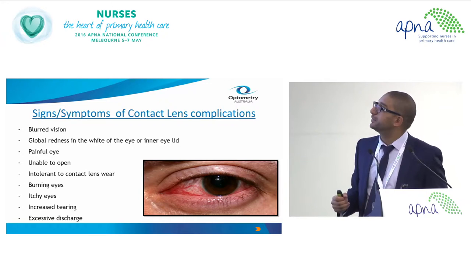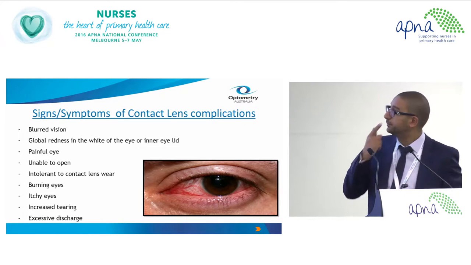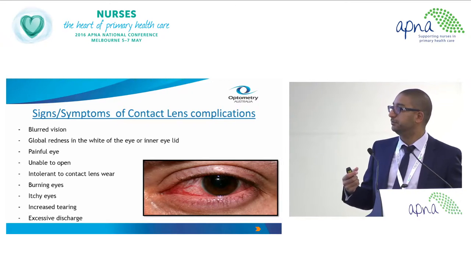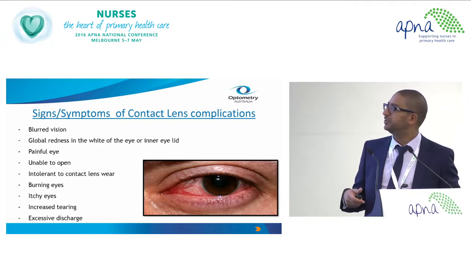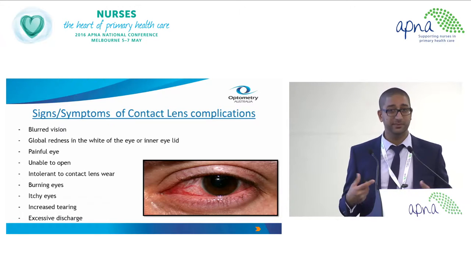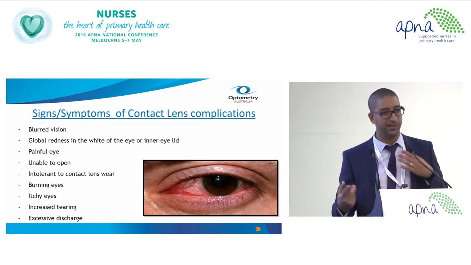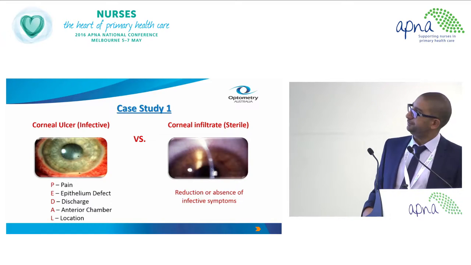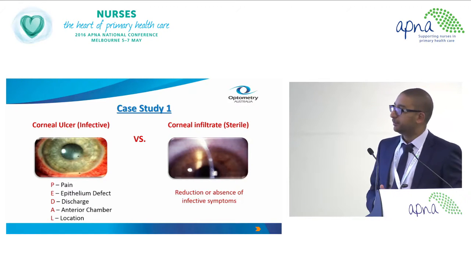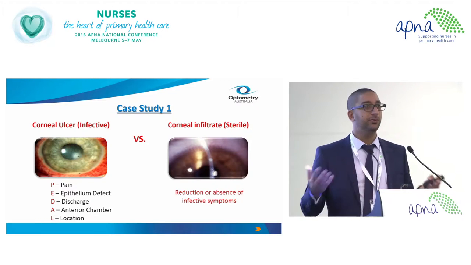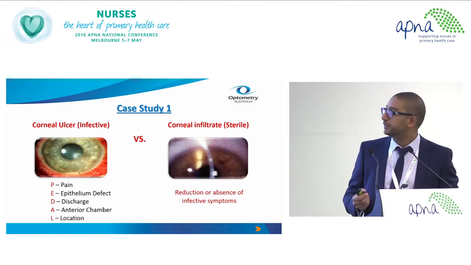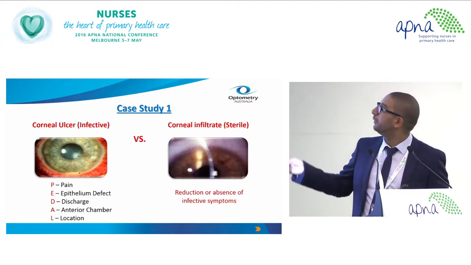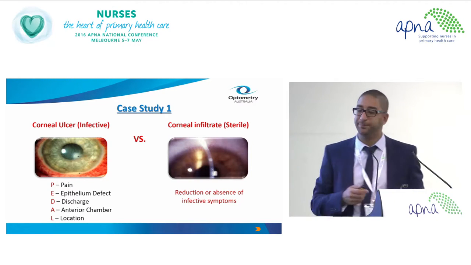Signs and symptoms of contact lens complications: blurred vision, painful, unable to open, burning, itchy. It's generally in one eye. Generally, if there's an issue with contact lenses, it's probably more one eye than the other. In our case study, we want to be able to differentiate between two types of contact lens issues. One is an infective problem, that's the worst one, and one is just an infiltrate, a sterile one.